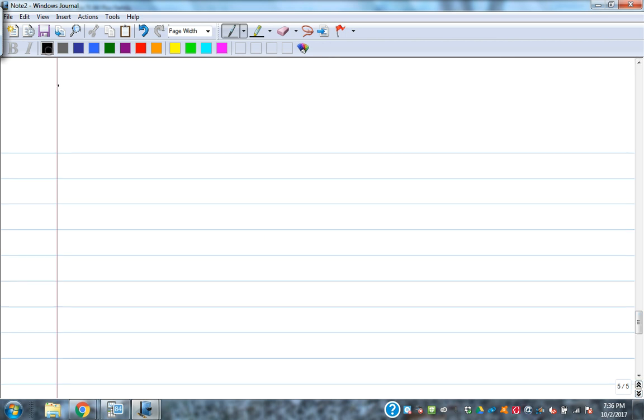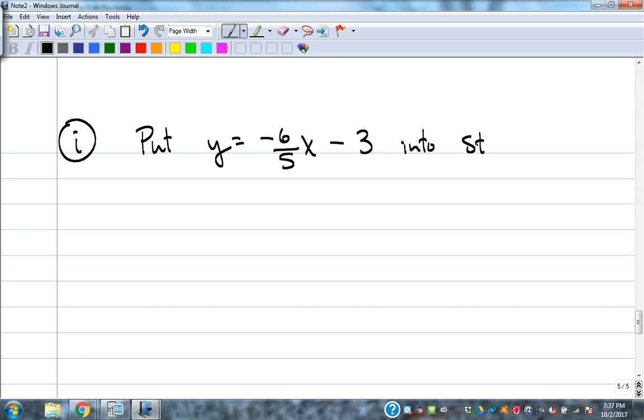All right, so let's look at one more of those, and then we'll build an equation. We'll actually write the equation from some information. Let's say we want to put y equals negative 6 over 5x minus 3 into standard form.